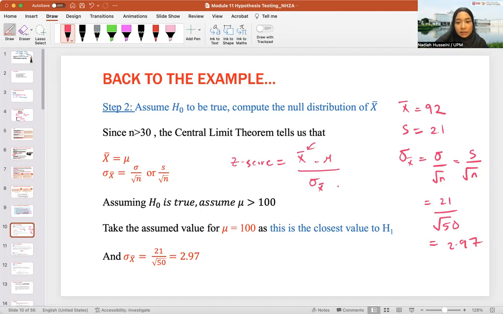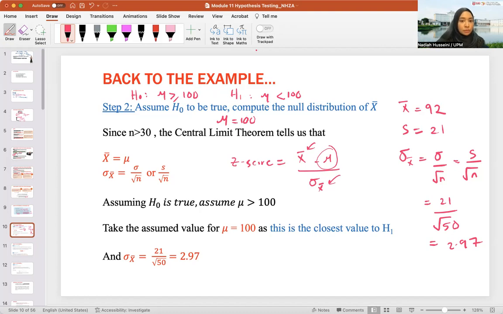Okay, so we already have this. We need to assume this guy. This one we can calculate from S over square root of N, or population standard deviation over square root of N. But this one we need to determine from the hypothesis. So our hypothesis talks about mu being greater than or equal to 100, or the alternate, mu is less than 100. So we know that 100 is the point where we are interested. So we are going to assume that our population mean is 100 based on this hypothesis.